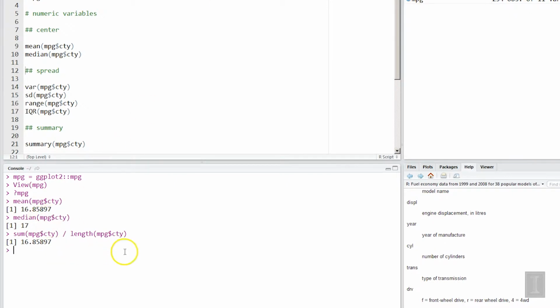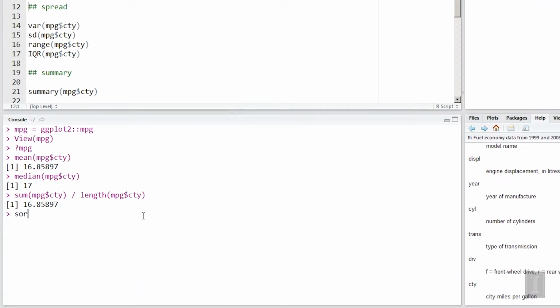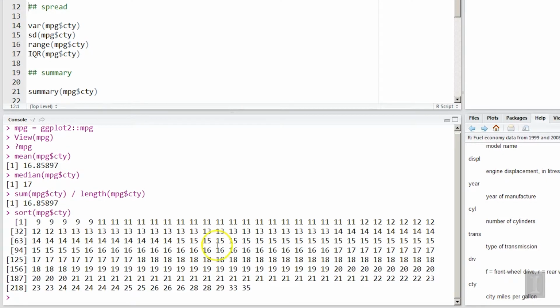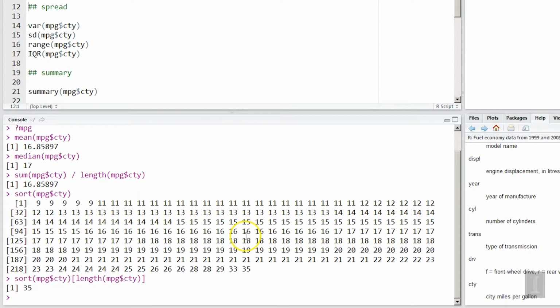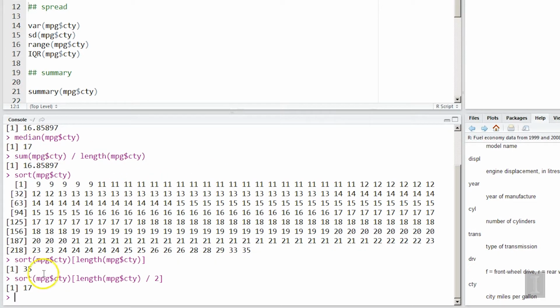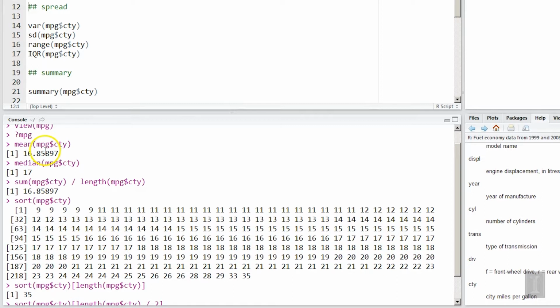We can try to do this ourselves. So first we need to sort the data. And now we need to find the midpoint of the sorted data. So this is a vector. So we'll take this vector and we will subset it to be, let's see, this would be the last element. That's 35. So we want halfway. So we see that 17 is indeed the median. We see that the mean and median here are fairly close together. So they're both giving us an idea of where this city fuel efficiency is centered. And we'll come back to the fact that these are very close together right now.